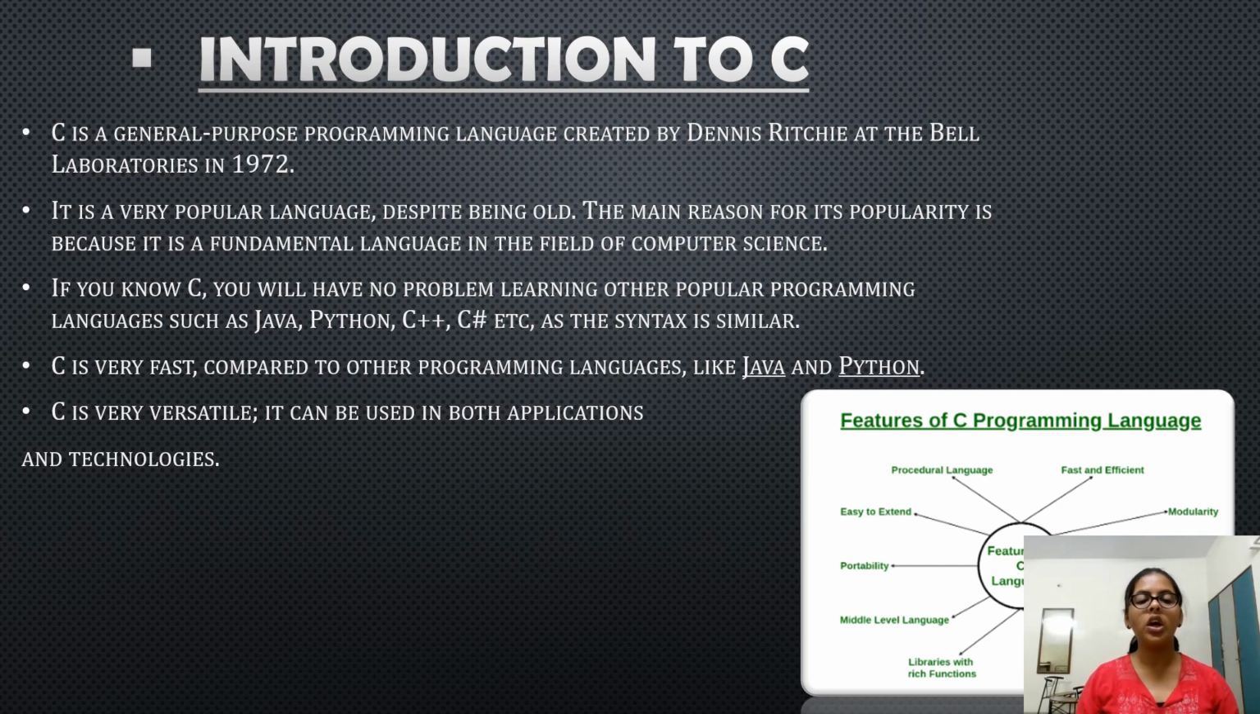If you know C, you will have no problem in learning other popular languages such as Java, Python, C++, as the syntax is quite similar. C is very fast compared to other programming languages like Java and Python. C is very versatile. It can be used in both applications and technologies.